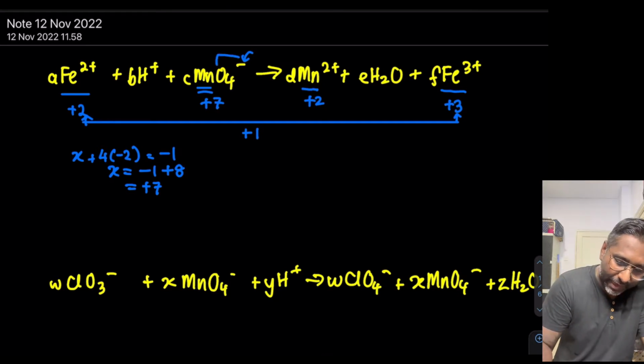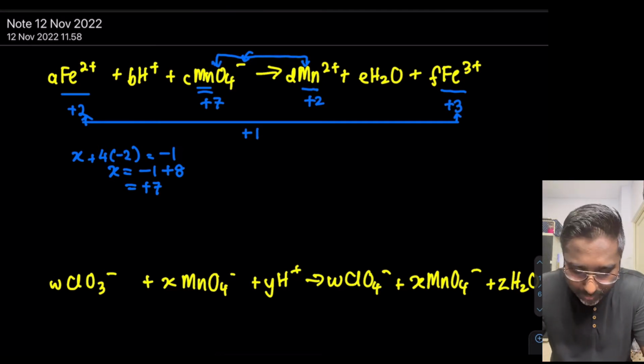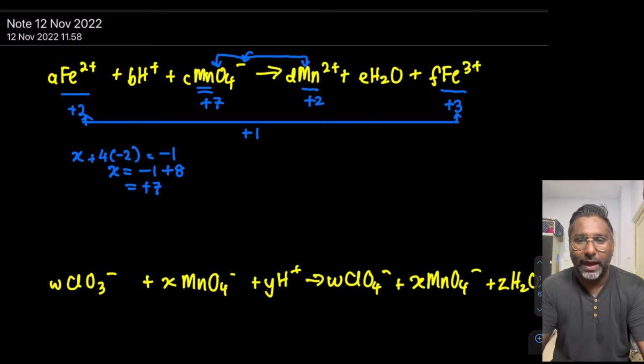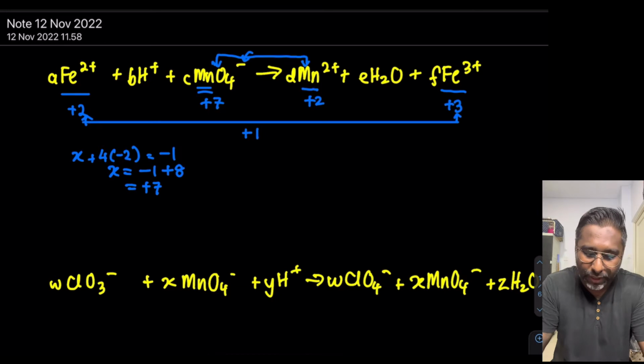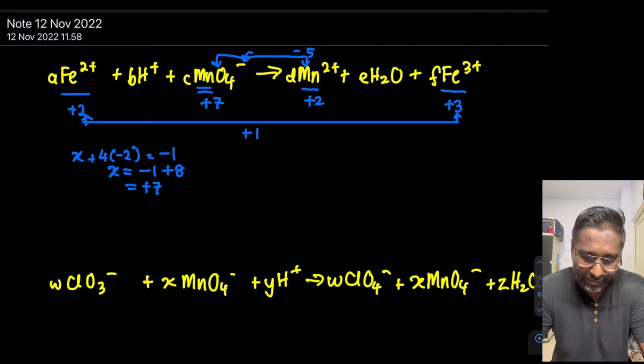We can see that there is going to be a change. We are dealing with 1 Mn, as I mentioned earlier. So 7 becomes 2, so there is a decrease by 5 units. I'll put negative 5 over there.